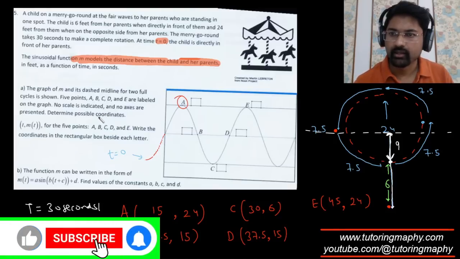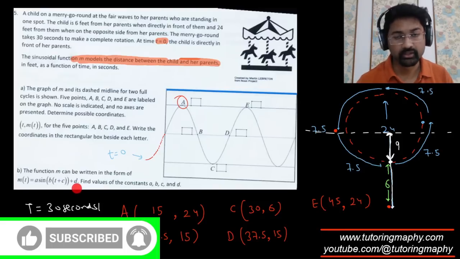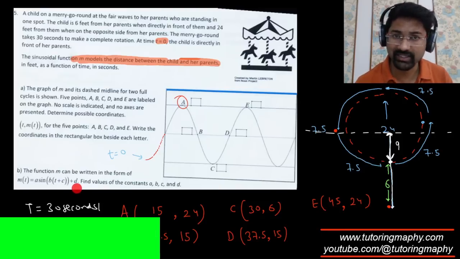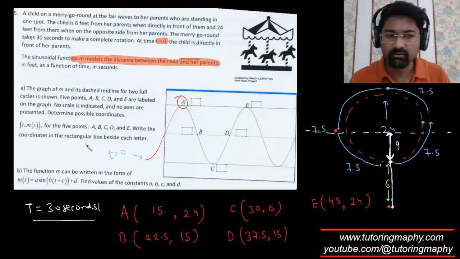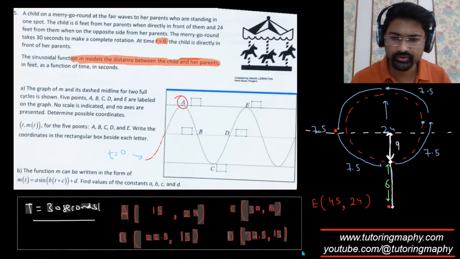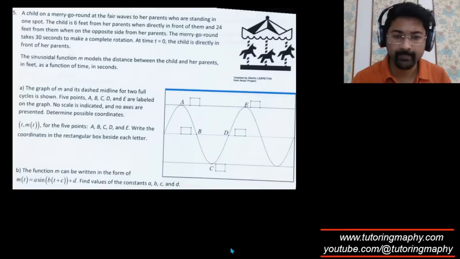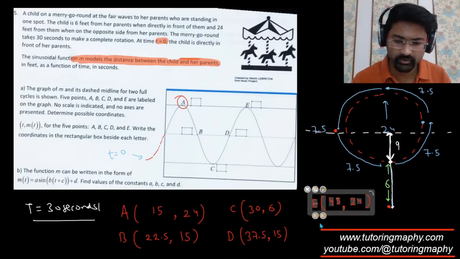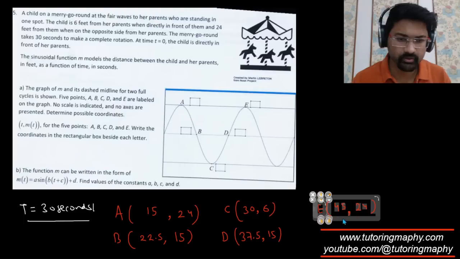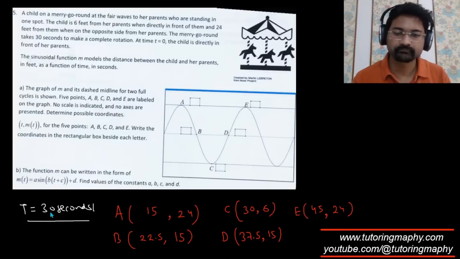All right. The function m can be written in the form of, okay, they want us to synthesize an equation now. We can do that. Find the values of a, b, c, and d. There are a couple of things which we already know actually, but how about I take this to a new page because I don't have space over here. So let me just copy my work from here to here.